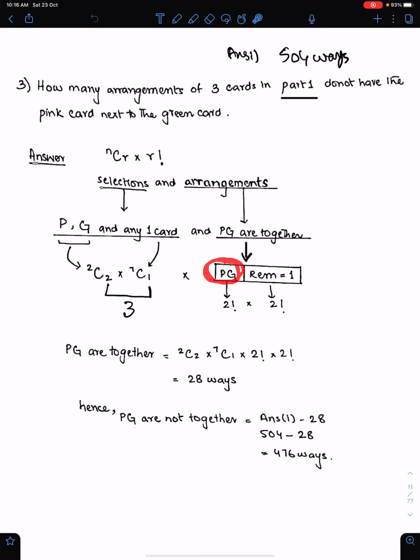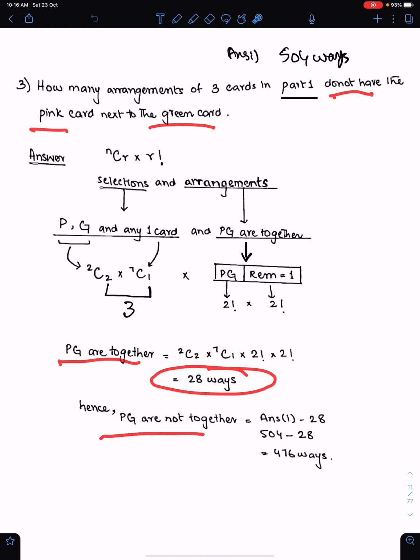For PG we need to write 2 factorial, and for the remaining we need to write 2 factorial. This is one object, this is also one object, so altogether we have 2 objects. So according to the box method, 2 factorial for PG, and this is one object, altogether 2 objects, 2 factorial. When we multiply these, we get the arrangements in which P and G are together.